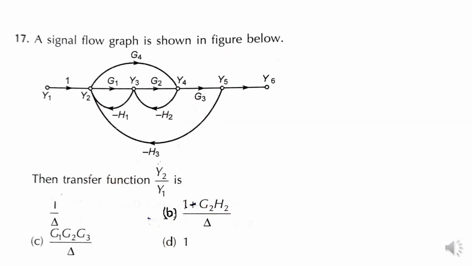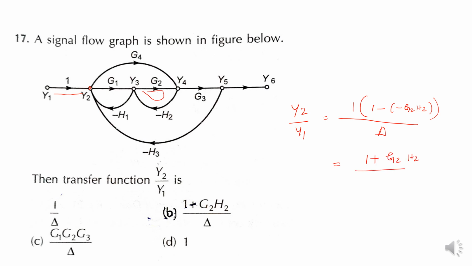Next problem, the signal flow graph is shown in figure. Find the transfer function y2 by y1. For finding the transfer function, first find out the forward path gain. Here the forward path is 1, y1 to y2, 1, and the loop that is not touching in the kth forward path. This forward path is 1 minus the individual loop, that is minus G2H2, not touching in this path. So 1 minus of minus G2H2 divided by delta. So the answer is 1 plus G2H2 divided by delta. This is the correct answer, so option B is the correct answer.